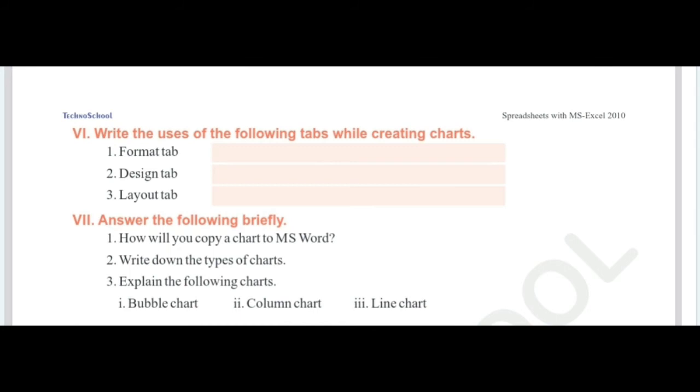Next one, design tab. The design tab controls the chart types, layout, style and location. When you insert a chart in MS Excel, you can change its layout, style and location. So this is the answer for this one. Layout tab: the use of the layout tab is to insert pictures, shapes, text boxes, labels and analysis.